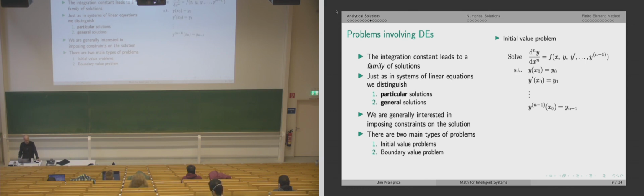Okay, so if we want to formalize that as an optimality criteria or constraint optimization, we would be solving the differential equation subject to having the dependent variable at a particular point be equal to a particular value. So that would be the initial value problem, and this is at x0, for all the derivatives of the dependent variable with respect to the independent variable.